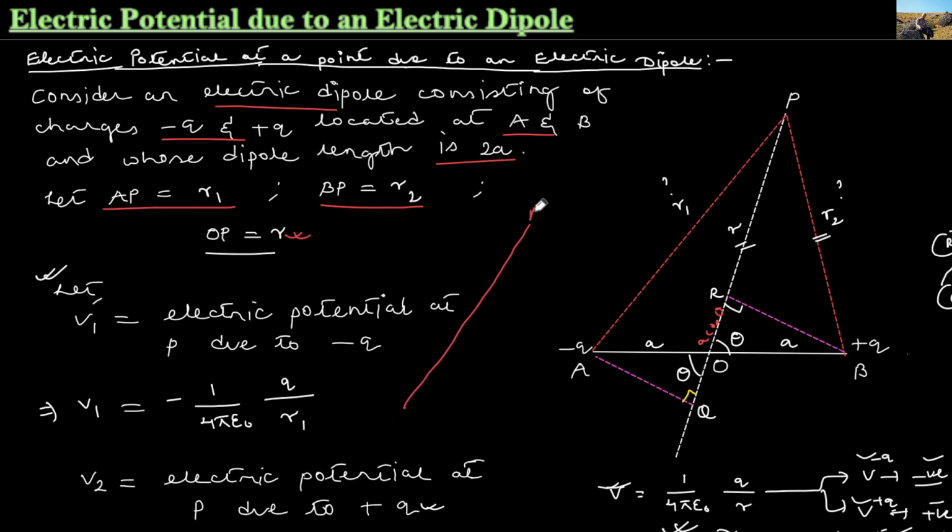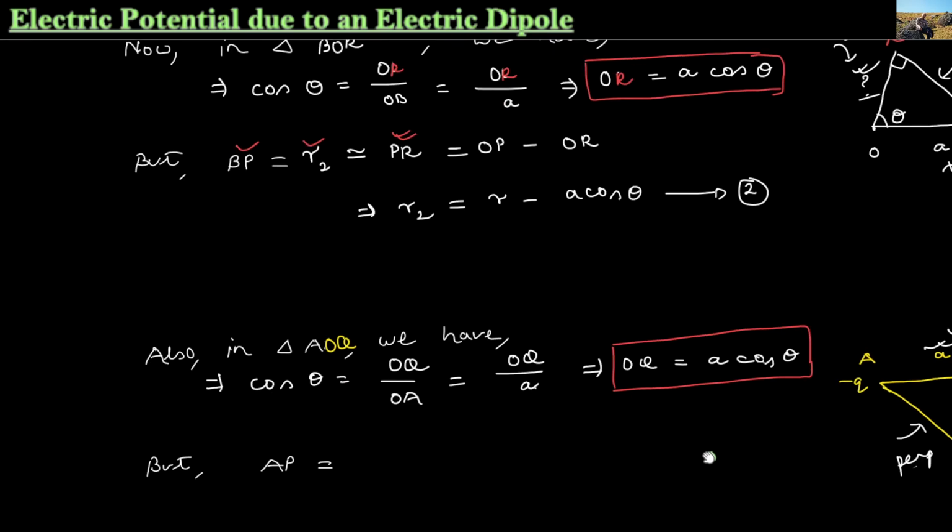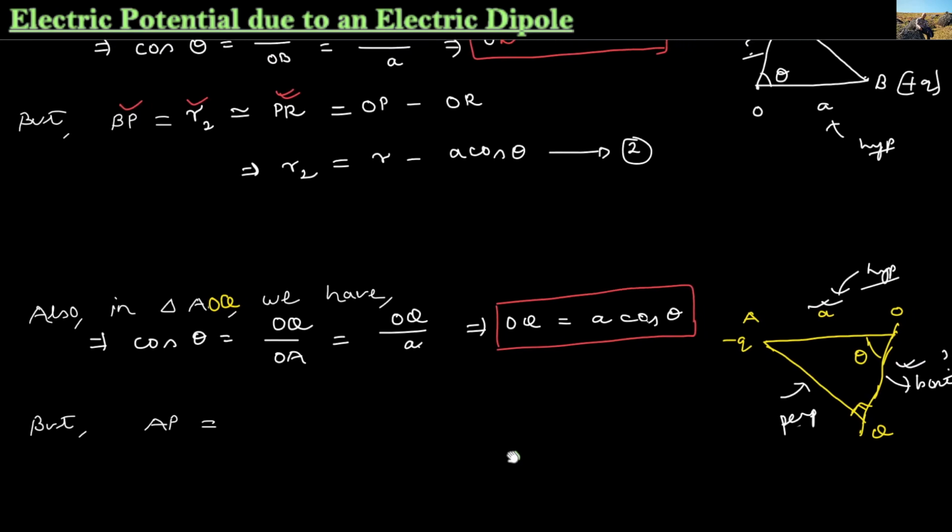So this is our point P, and this is our point A, and this is the point O, and this is our A. When we draw this Q, when this Q is very close to point O, that means this line OP will also be the same as the line OQ, under the condition that point Q is very close to point O. So for a small dipole, AP is equal to R1.